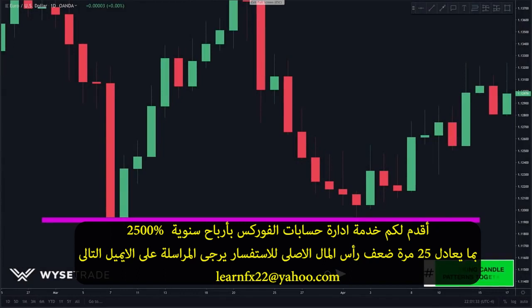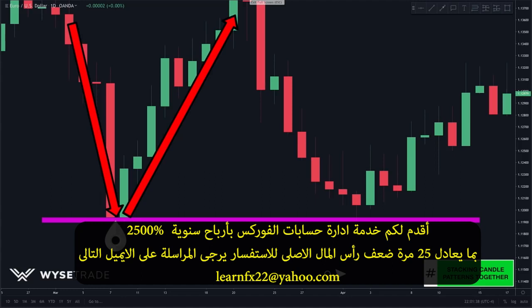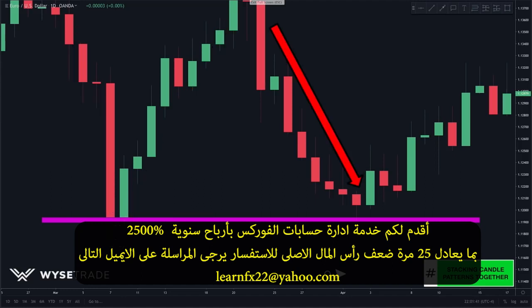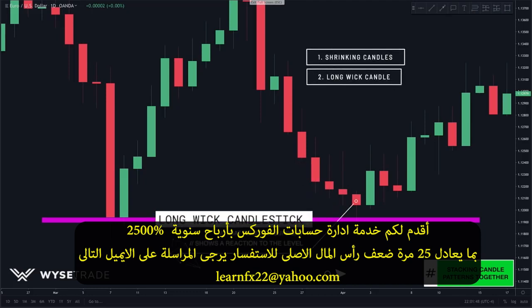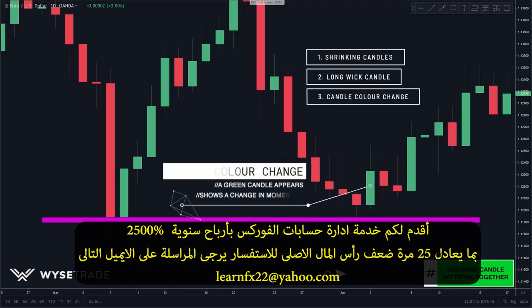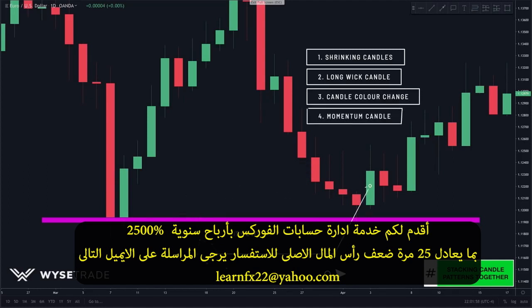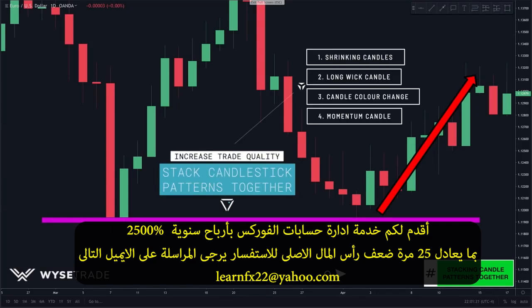So here's the euro dollar. You look left and notice price came down, hit and reversed, giving you a level of support. As price came back down, you first had momentum loss through shrinking candles. Second, we had a long wick candle rejection of support. And third, a green candle finally appears after consecutive red candles. And this is also a bullish momentum candle, which confirms that buyers were actually stepping in. Again, notice how we stacked multiple candlestick patterns together to improve trade quality.